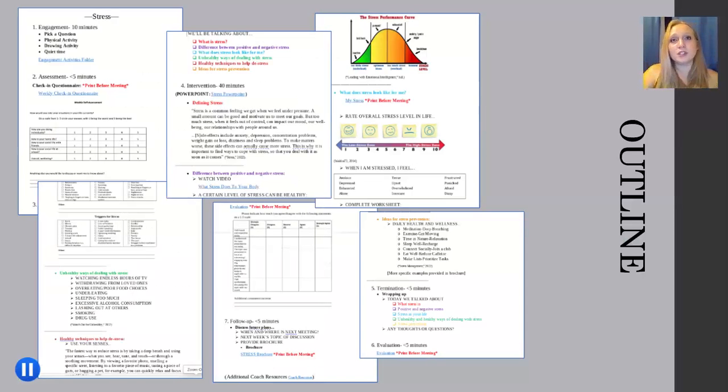Here, using the example of the stress module, is what the curriculum outline looks like. You'll be working with similar looking outlines as guides throughout each of the modules. Using this outline of our first module, the stress module, we're going to take a detailed look at each piece of the outline and talk about the significance of each step.